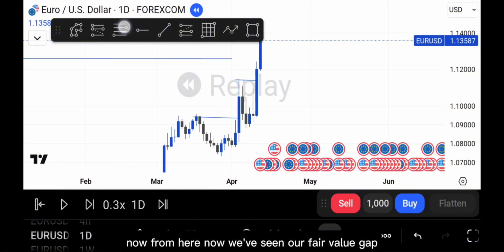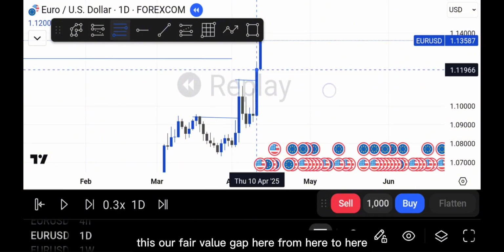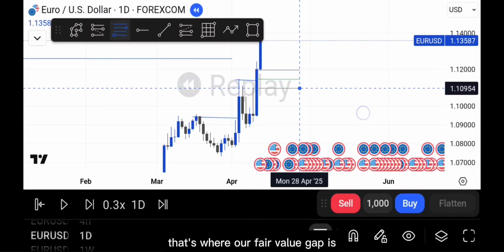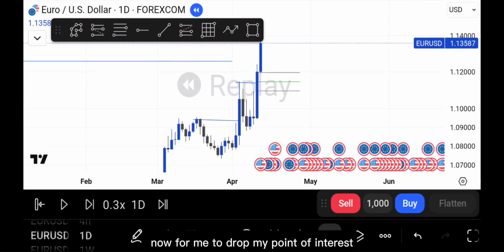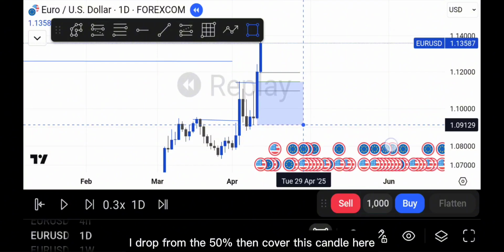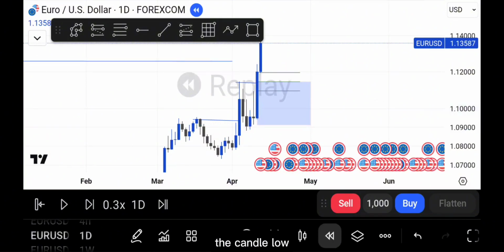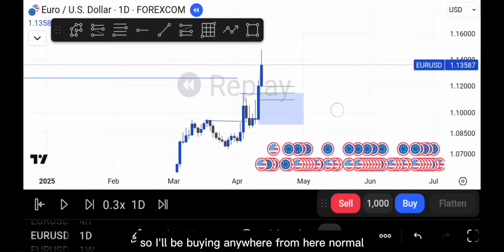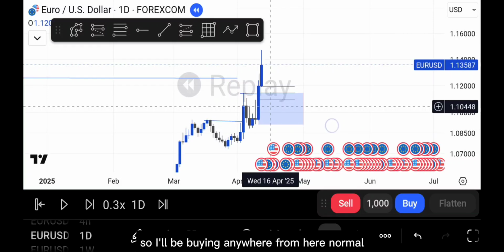Now we've seen our fair value gap. This is our fair value gap here, from here to here. That's where our fair value gap is. For me to draw my point of interest, I draw from the 50%, then cover this candle here, the candle low. So I'll be buying anywhere from here.